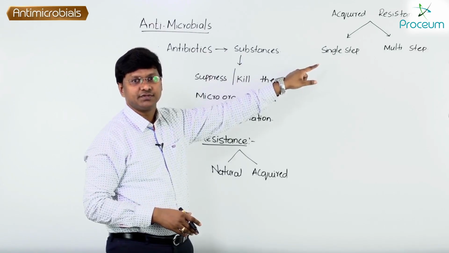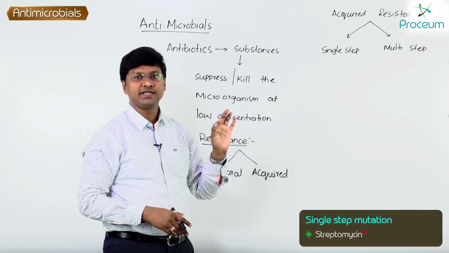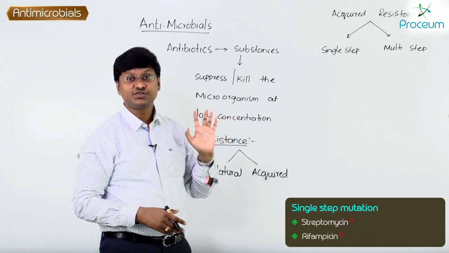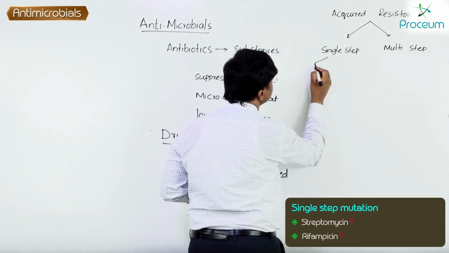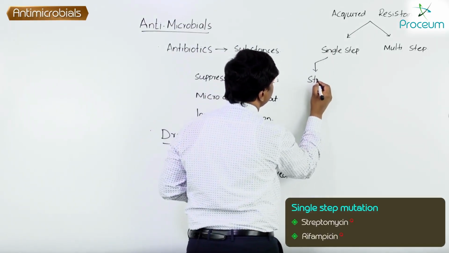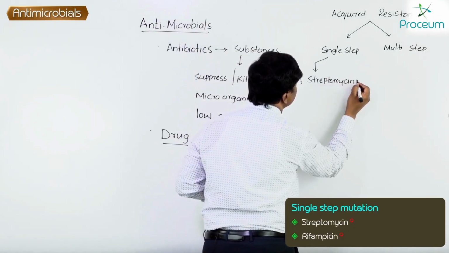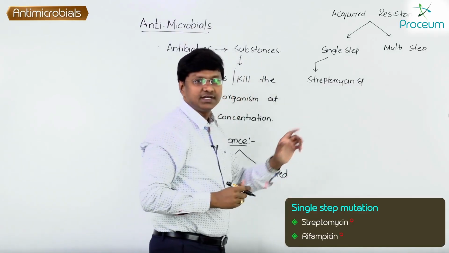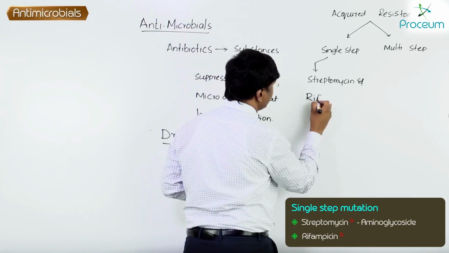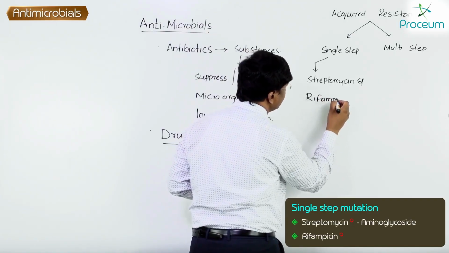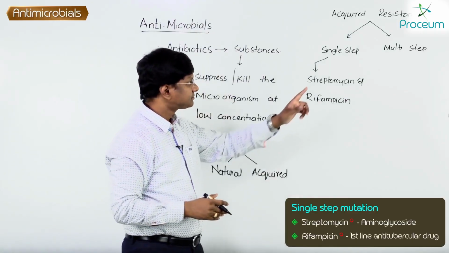The development of resistance in bacteria in acquired form by single step mutation is seen with the antibiotics streptomycin and rifampicin. This will be asked as multiple choice questions. Streptomycin is an aminoglycoside, and rifampicin is a first line anti-tubercular drug.